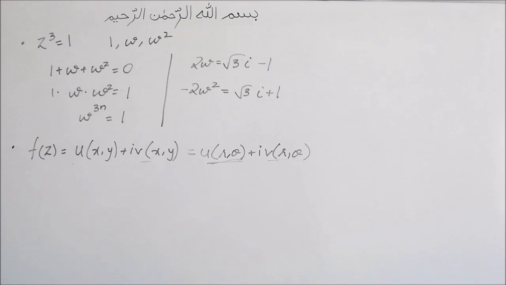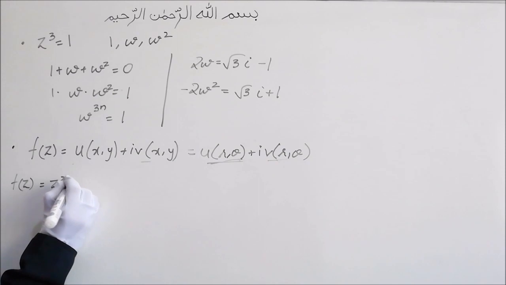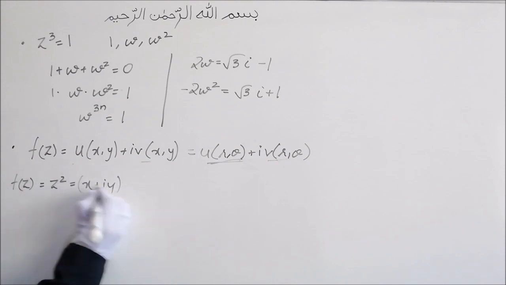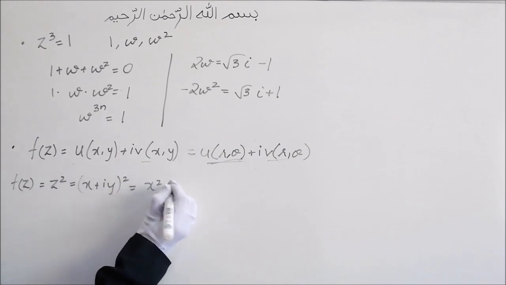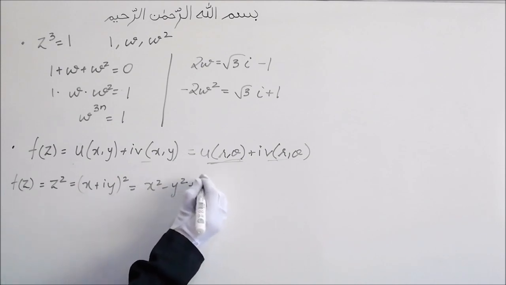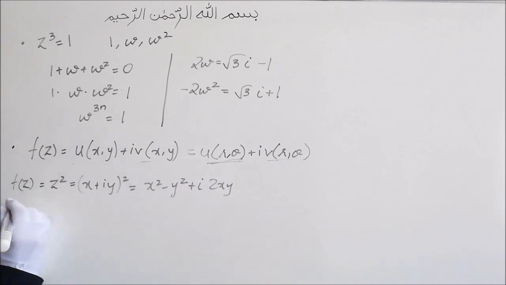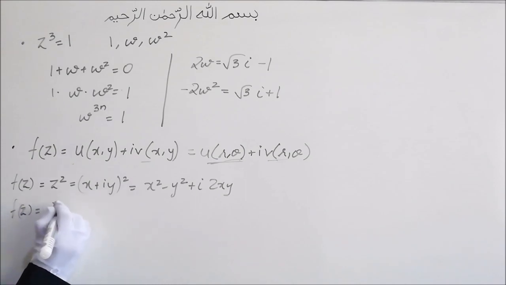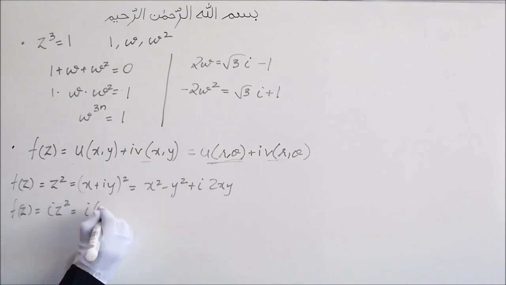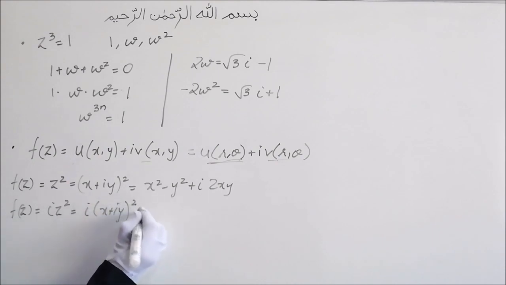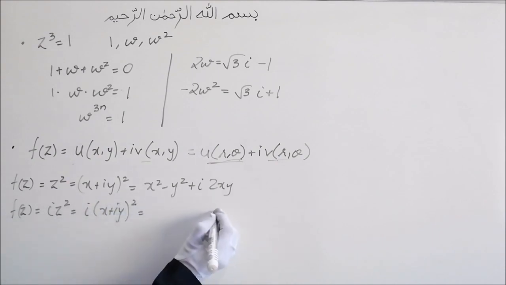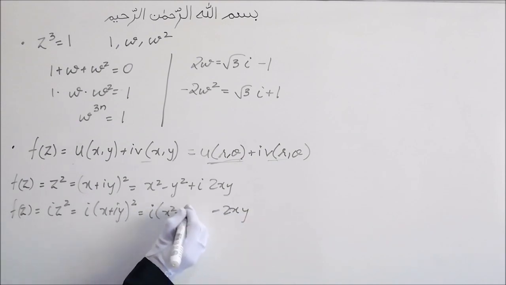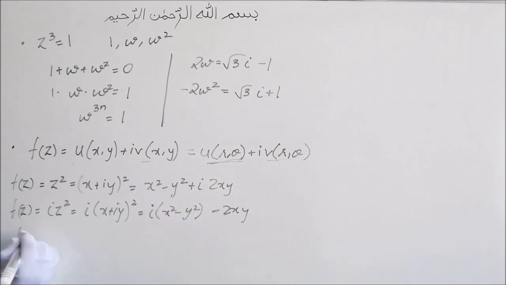So now if f of z is equal to z squared, that means x plus i y the whole squared, then the real part becomes x squared minus y squared and the imaginary part is 2xy. If f of z is equal to i z squared, that means i times x plus i y the whole squared, then the real part becomes minus 2xy and the imaginary part becomes x squared minus y squared.